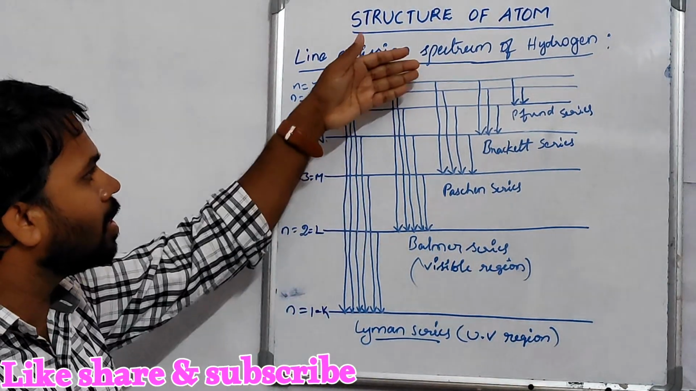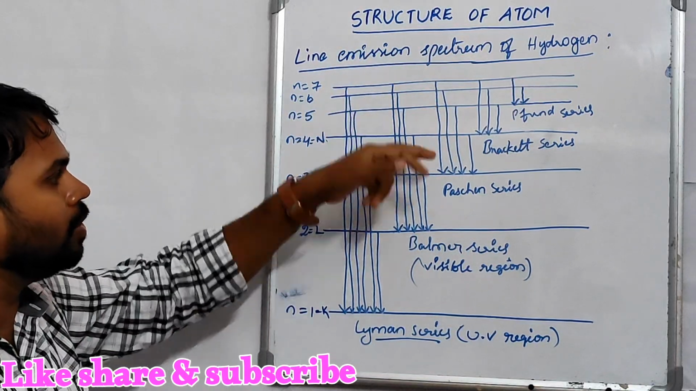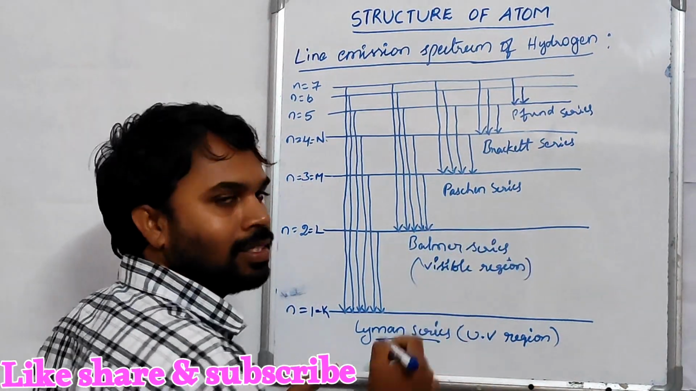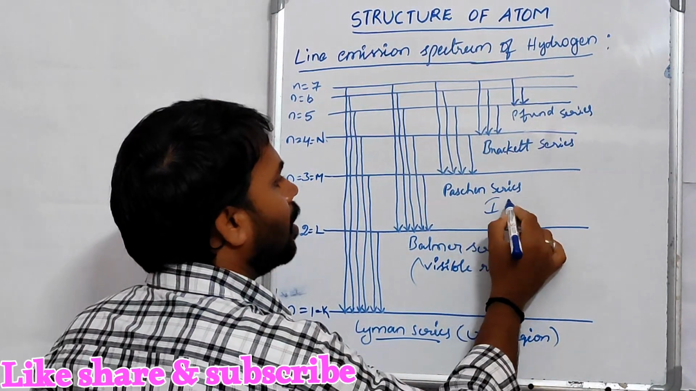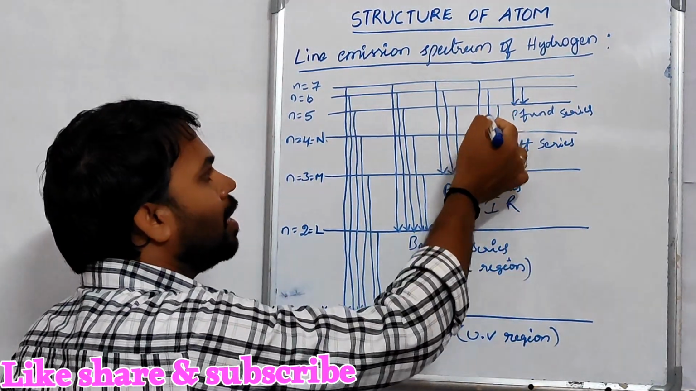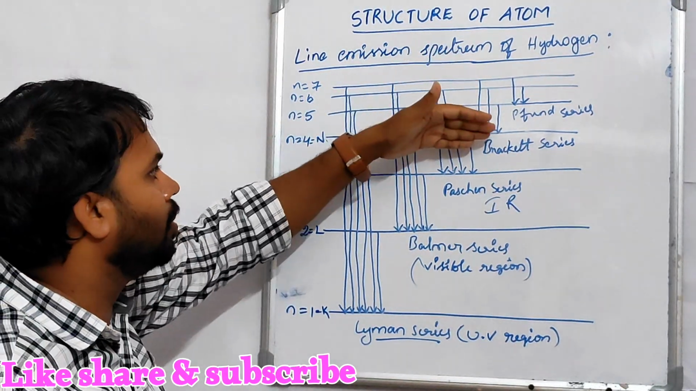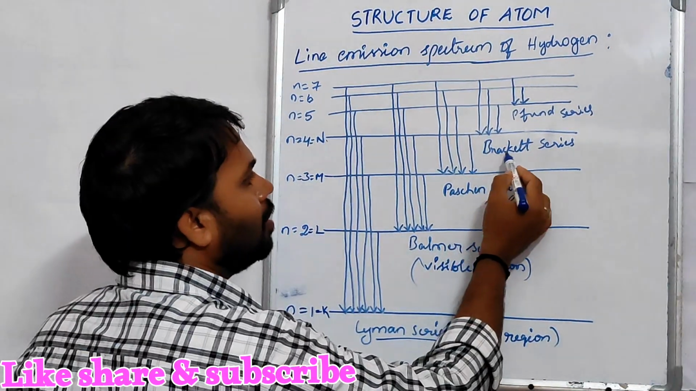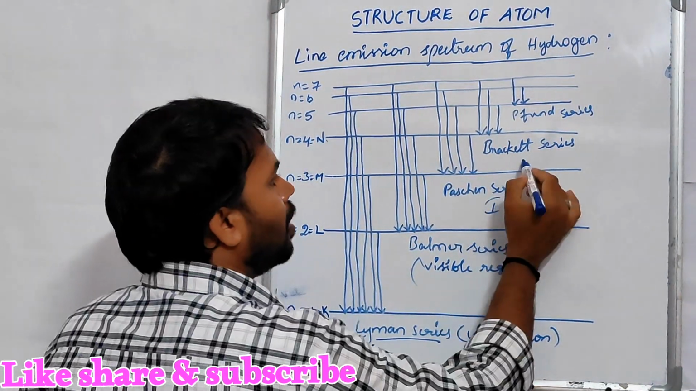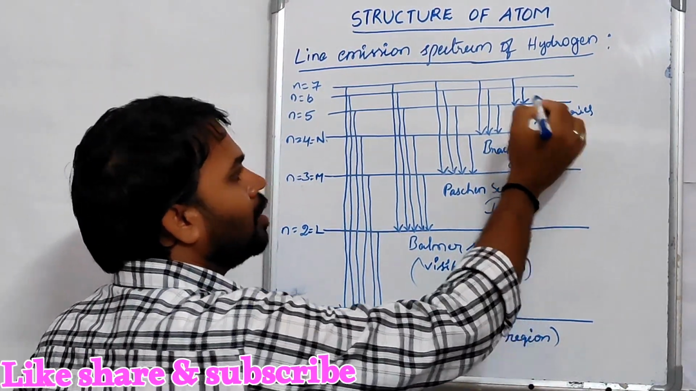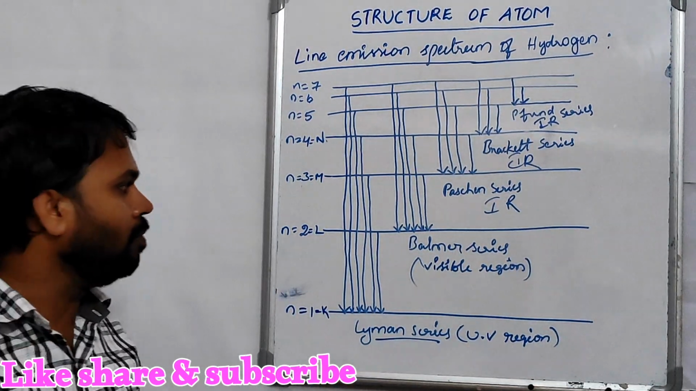When an electron makes a transition from any one of the higher orbits to the third orbit or third shell, we call it the Paschen series. It is observed in the IR region. Similarly, from any one of the higher excited states to the fourth shell, it is called the Brackett series, observed in the IR region. Similarly, the Pfund series, observed in the IR region.